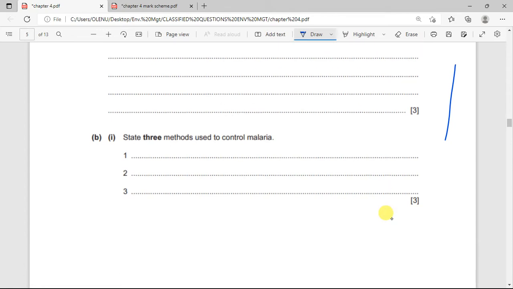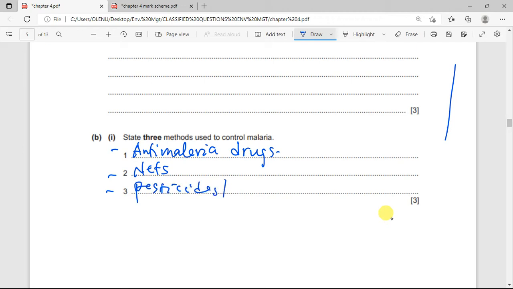Now, state three methods used to control malaria. You use anti-malaria drugs. Another way, you use things like nets. You use pesticides, or sorry, insecticides, to kill mosquitoes.